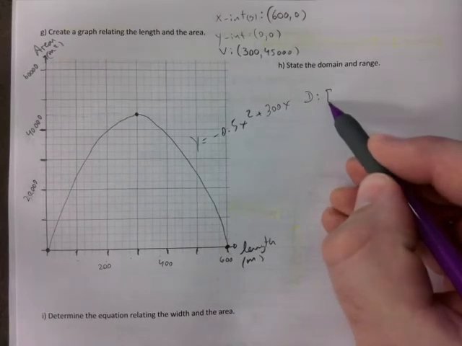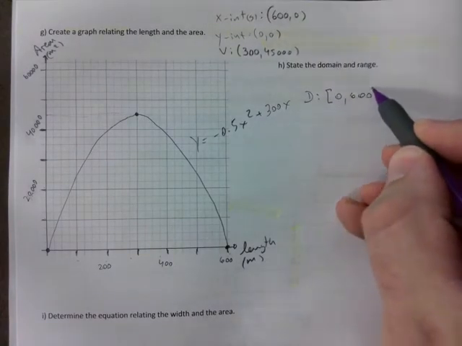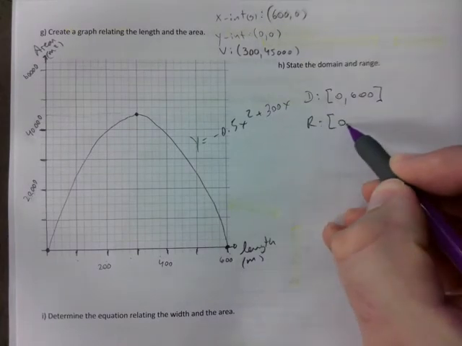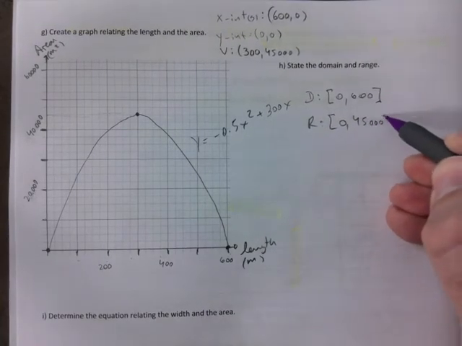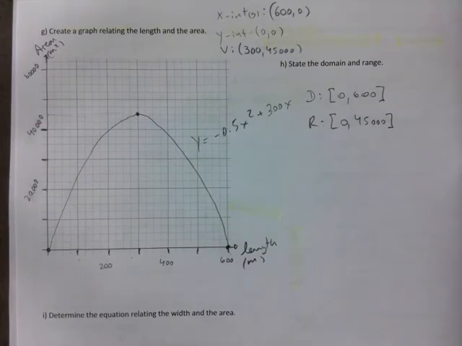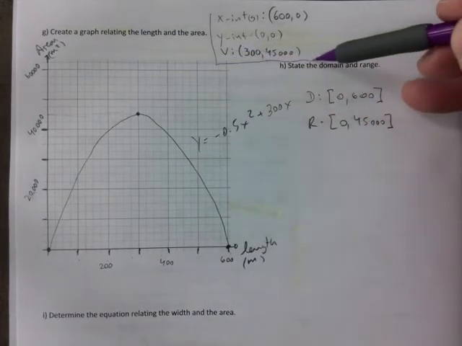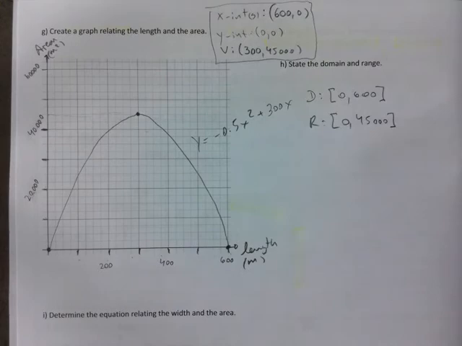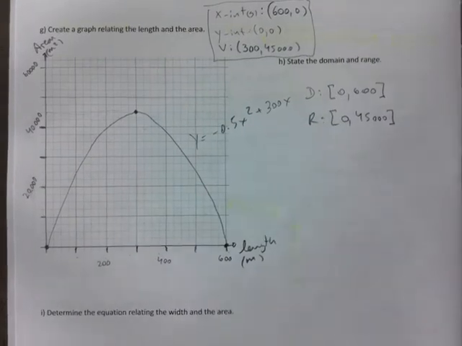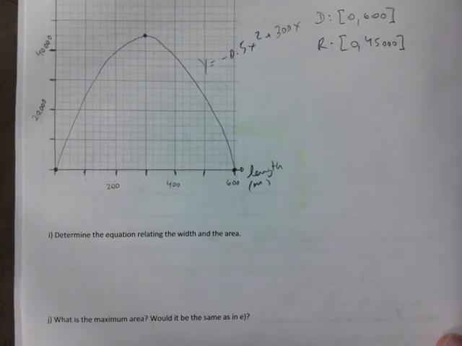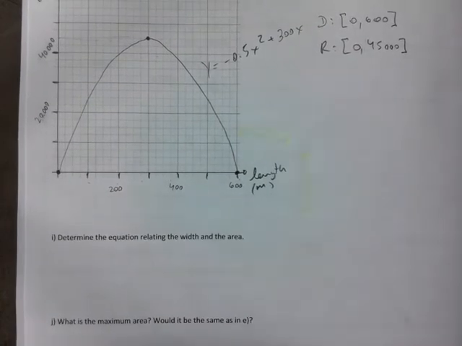Domain and range, let me just say that it's 0 to 600 for the domain, and my range would be 0 to 45,000. So this was just kind of like take an inventory of what you need before you make your graph, right? All right. I'll leave that domain and range up there if you're still copying it.